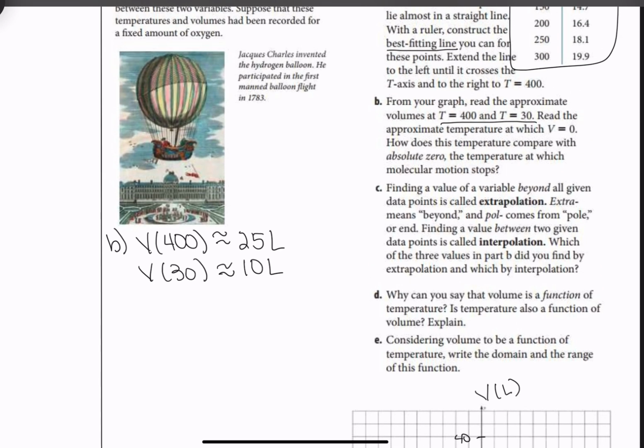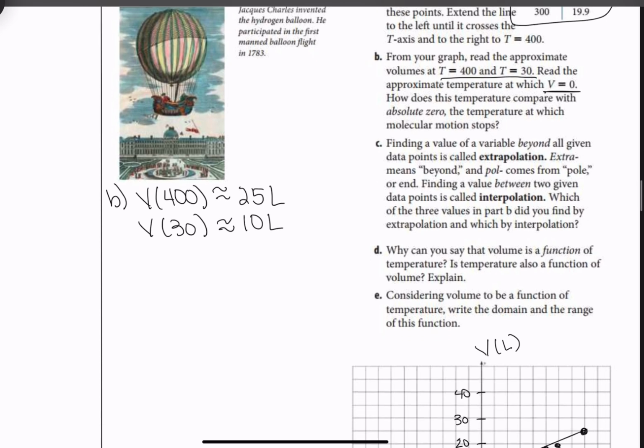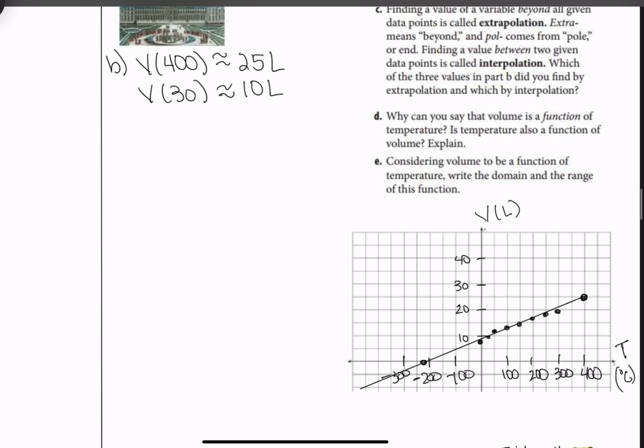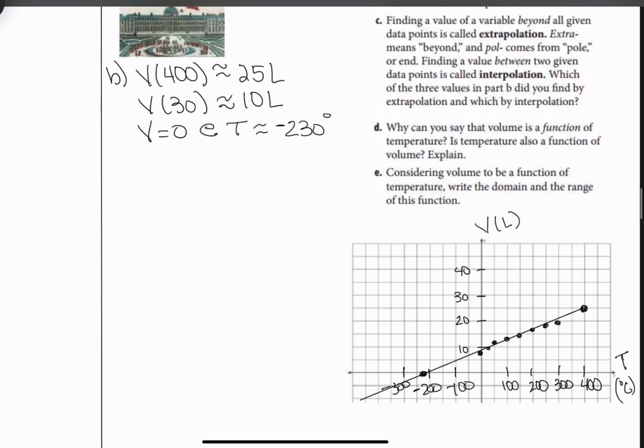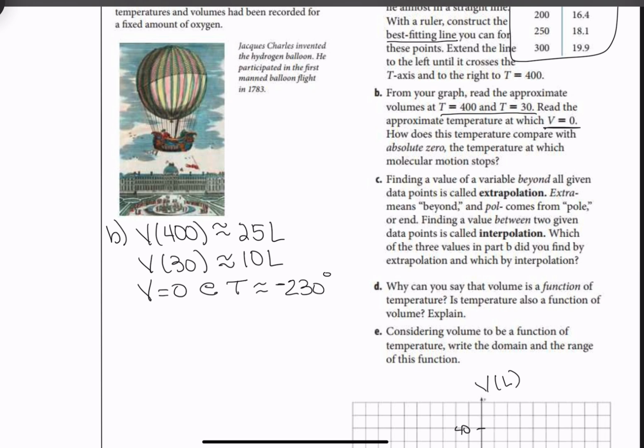All right, next we're going to read the approximate temperature at which V equals 0. So V equals 0 at the t-intercept. I think we were back here, and that looks to be about negative 230, let's say. So V equals 0 at t being approximately negative 230 degrees. How does this temperature compare with absolute zero, the temperature at which molecular motion stops?